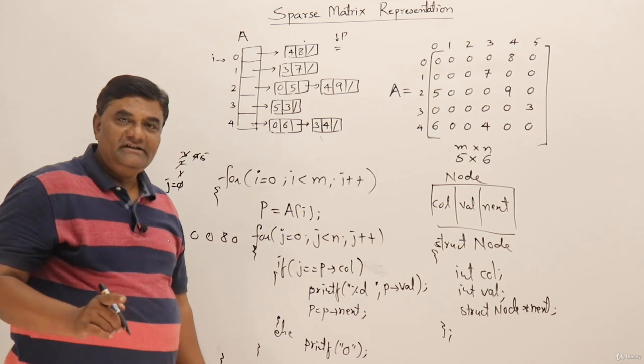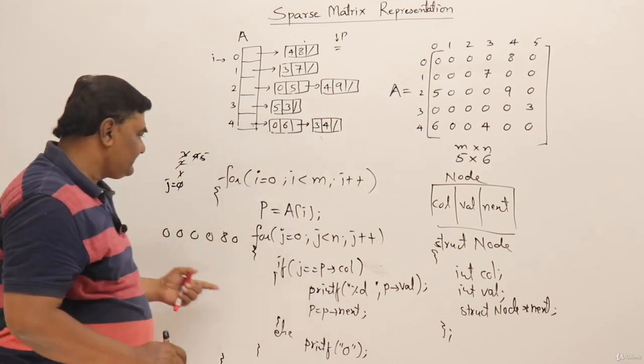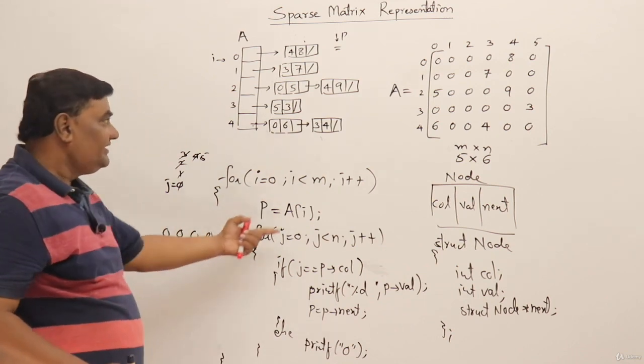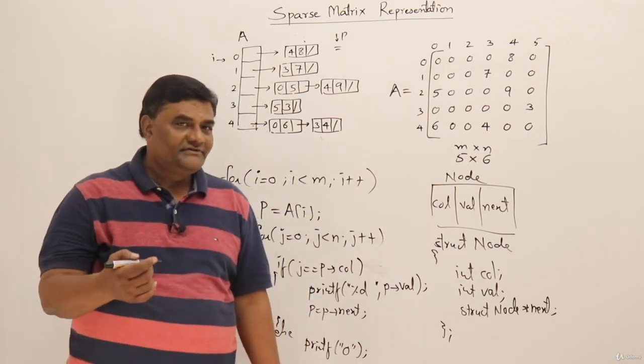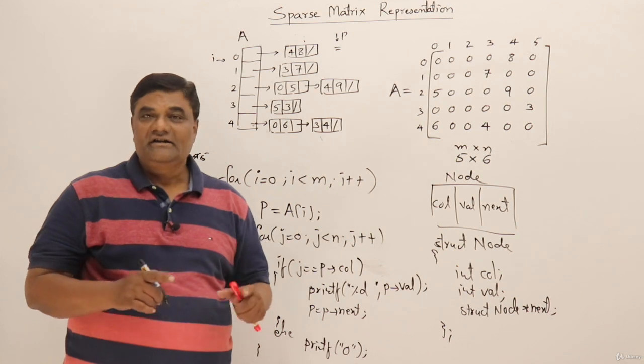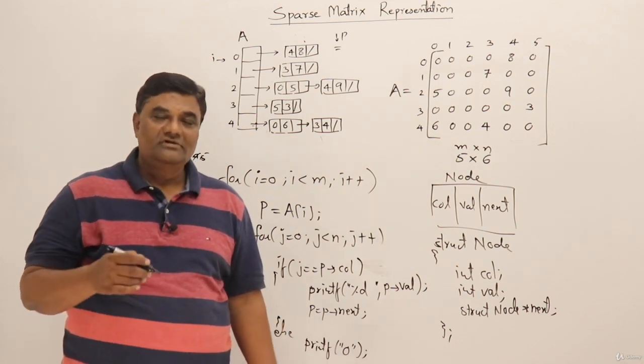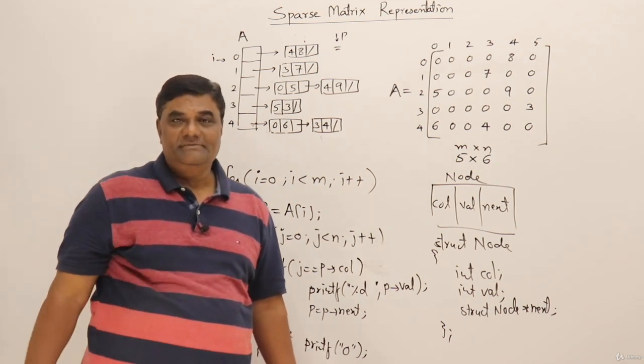So I have just given the idea how to display this sparse matrix. Complete matrix 0, 0, 0, 8, 0. All the values are printed, zeros as well as non-zeros. So the rest of the thing is an exercise for you. Write a complete program and also write a program for adding two sparse matrices.